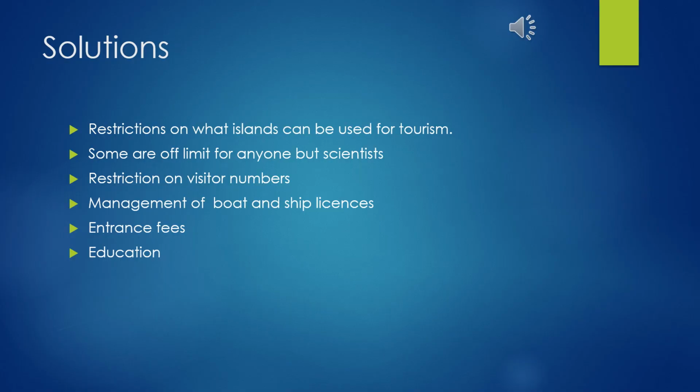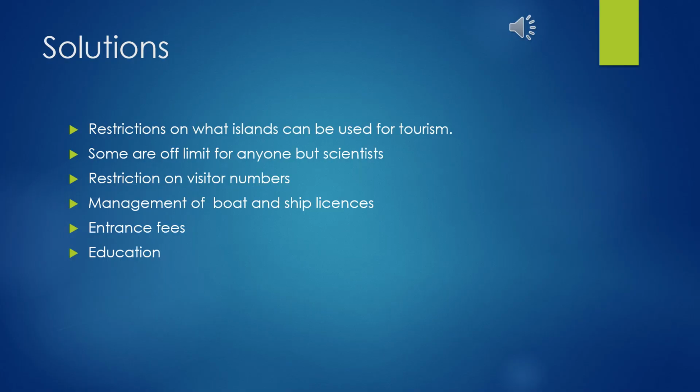Solutions that people have come up with on the Galapagos Islands are restrictions on development and travel. Only 4 of the islands are developed and inhabited by humans. Resort development is only allowed in certain areas, and some islands can only be visited by scientific research teams. There is a restriction on the number of visitors. On some islands, only a set number of people may visit, and if there is damage to the ecosystem, the number of visitors is reduced. There is increased management of boat routes and boat licensing.